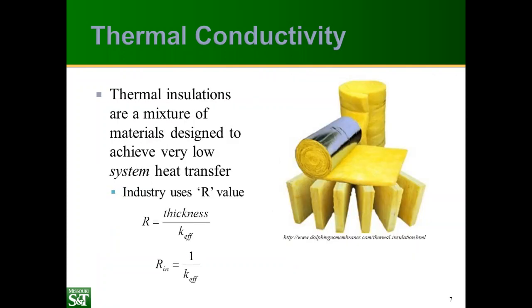So if we look at insulators, thermal insulations are mixtures of materials which are designed to achieve a very low system heat transfer. Now, industry uses the R value. The R value is thickness over effective thermal conductivity. And then there's also a different version of R, which is 1 over the effective thermal conductivity. So these are typically a mixture of some solid, like fiberglass, with an air or a vacuum.